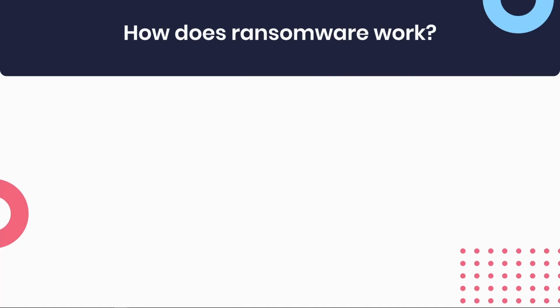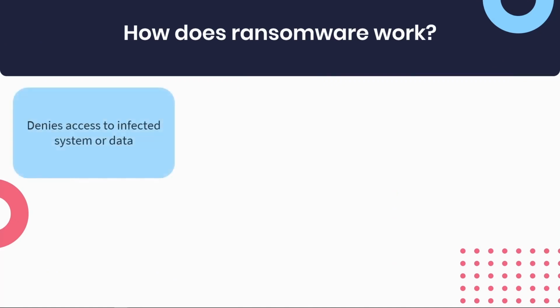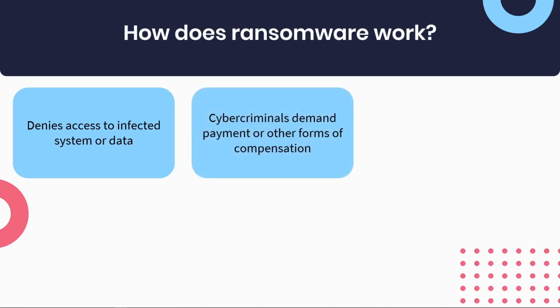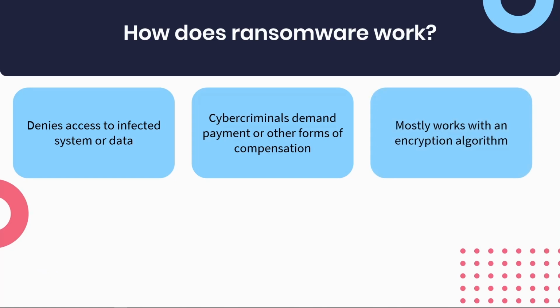How does ransomware actually work? When malware in form of a ransomware is introduced in a system, it denies access to the infected computer system or its data. Cyber criminals often use this means to demand payment or other forms of compensation before releasing the computer system. Ransomware mostly works with an encryption algorithm to encrypt system files and data. It cannot be easily decrypted unless payment is made.